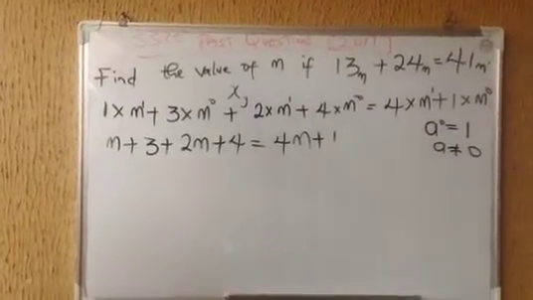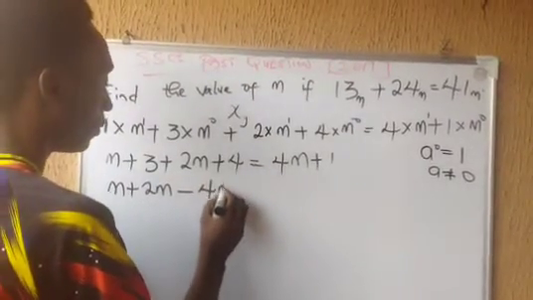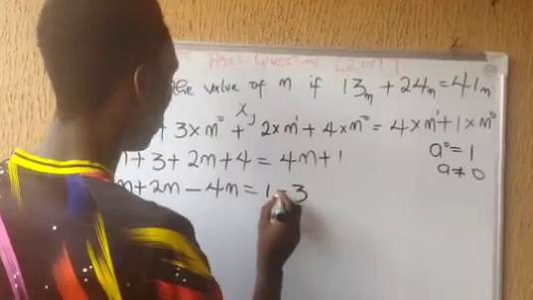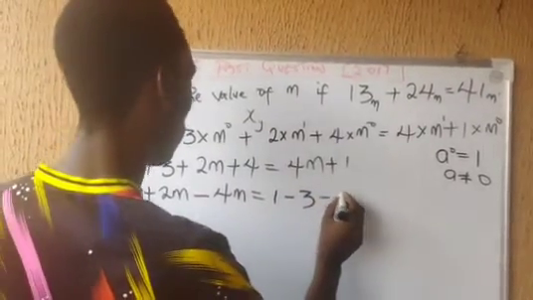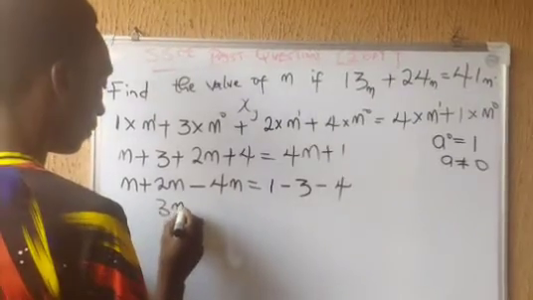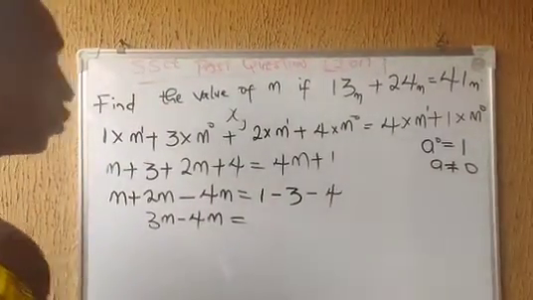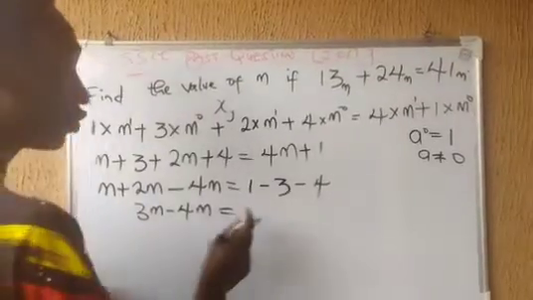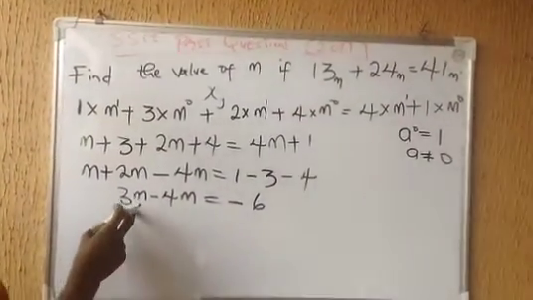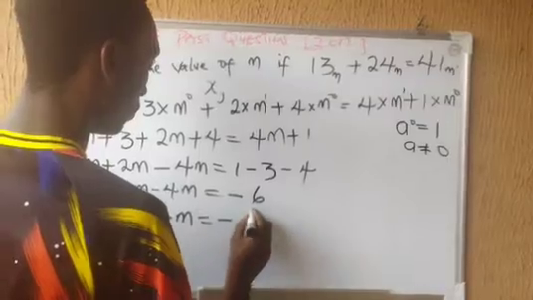So we collect like terms: 3m plus 2m minus 4m will equal 1 minus 3 minus 4. 3m plus 2m will be 5m minus 4m will equal 1 minus 3 is minus 2, minus 2 minus 4 is minus 6. So the m is equal to minus 6.